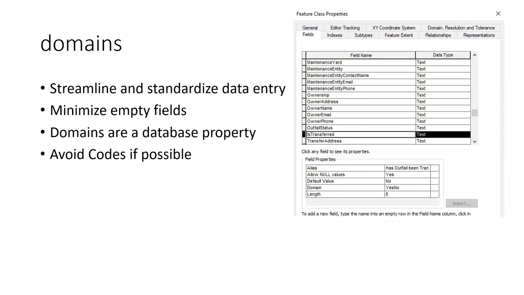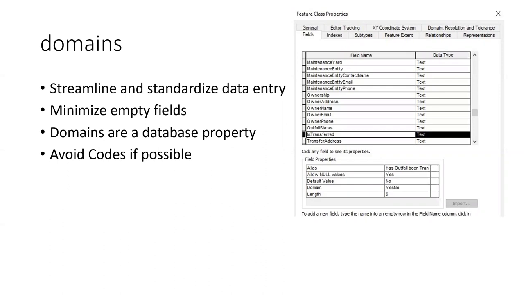Now, this is important to consider. When you're looking at a large database, what you want to do is minimize the number of empty fields that are present in the table when you're looking at it. And the reason you want to do that is it eliminates the possibility of having a conversation of, are we missing data, right? So if every field's accounted for, that's a big plus.